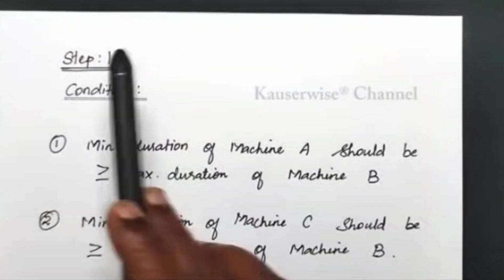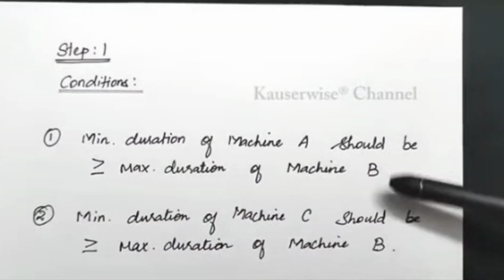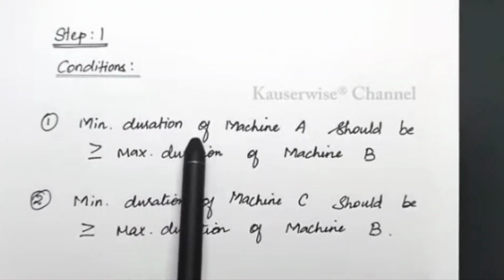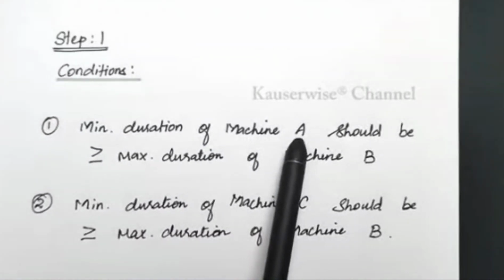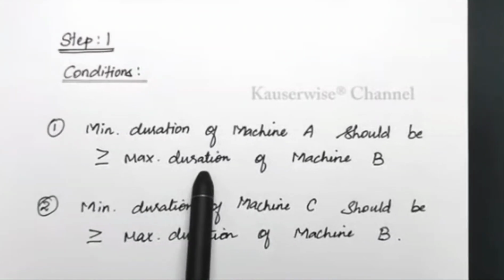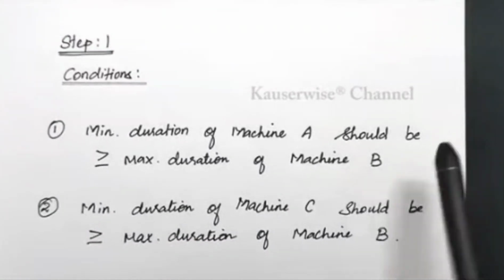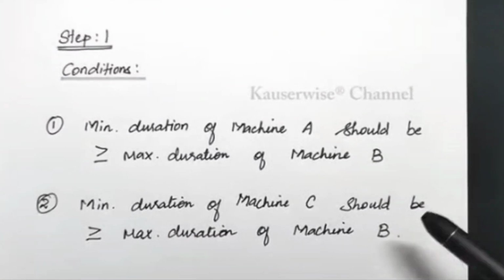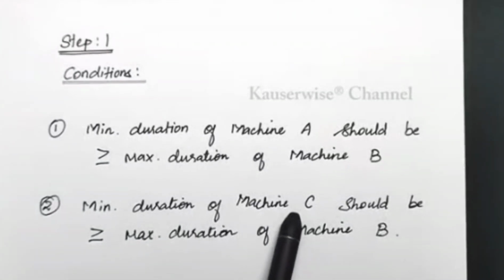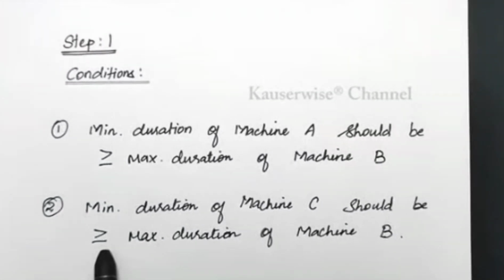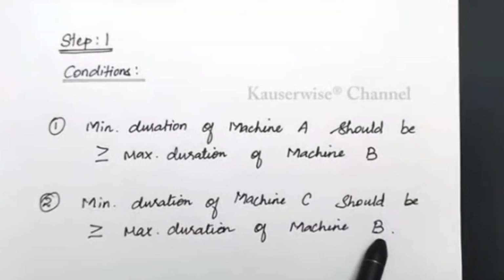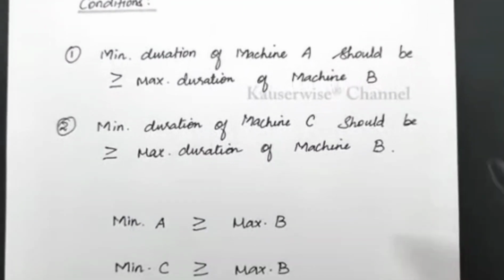See, the first step is, here we have 2 important conditions. Condition number 1 is, minimum duration of machine A should be greater than or equal to maximum duration of machine B. Okay, this is the first condition. And the second condition is, minimum duration of machine C should be greater than or equal to maximum duration of machine B. Okay, so these are the important conditions.